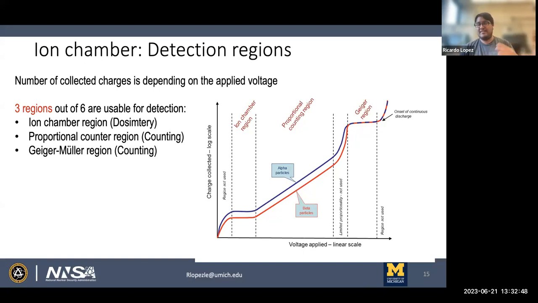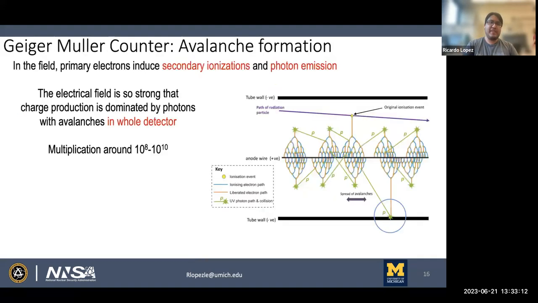You don't get any kind of energy information anymore, because even a low energy event versus a high energy gamma event would still produce an avalanche. You end up with just the fact that a count happened, but you're not able to gather any energy information from that. You can just say, yes, we got one count in this particular time frame.